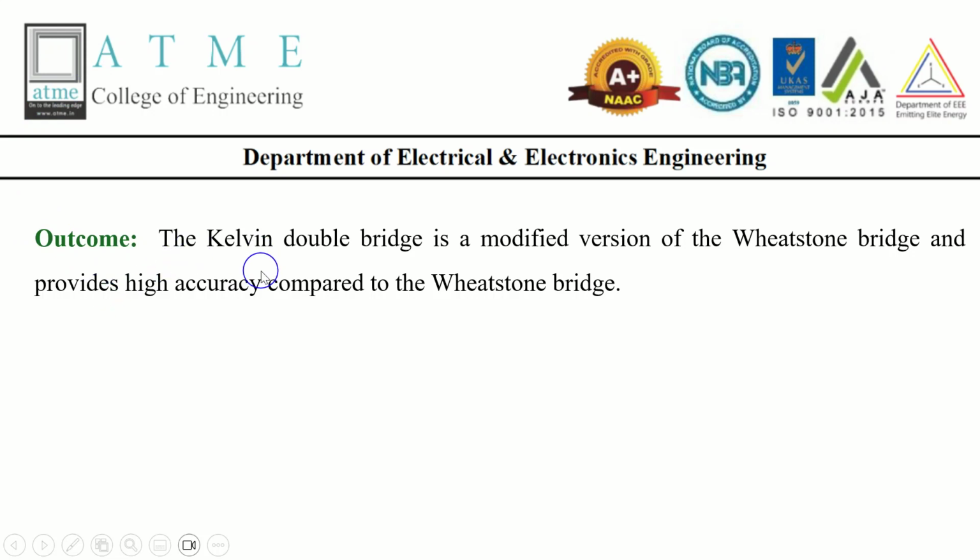Here is the outcome. Kelvin's double bridge is a modified version of the Wheatstone bridge and provides higher accuracy compared to the Wheatstone bridge. Both are used to measure resistance, and the Wheatstone bridge is used to measure low resistance, whereas Kelvin's double bridge is used to measure very low resistance, in the form of milliohms.